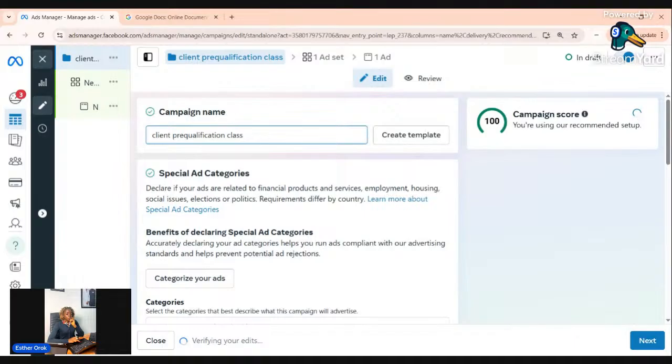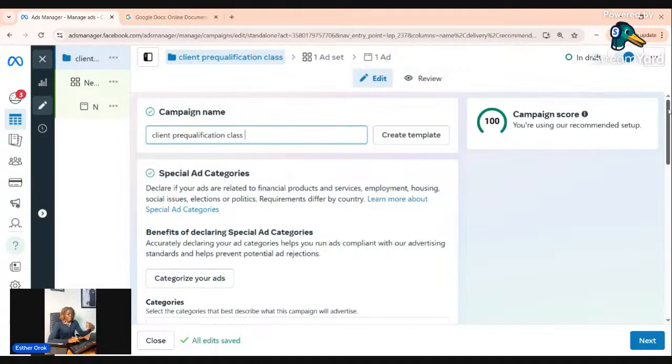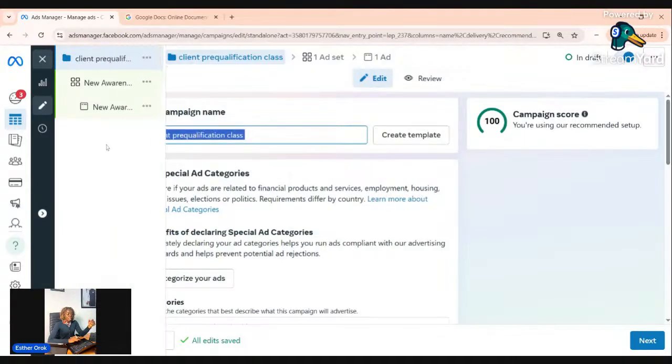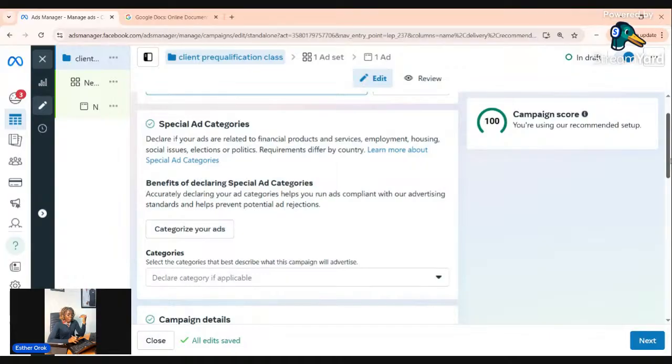So, what I always advise you to do is name your campaign. Make sure that you name your campaign. Again, I've said this in previous classes. This name is only personal to you. Nobody seeing your ad is actually going to see whatever you name your campaign.